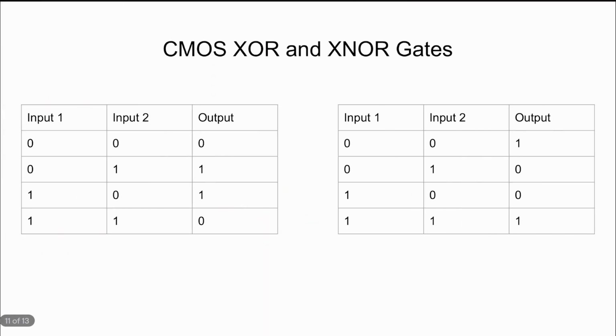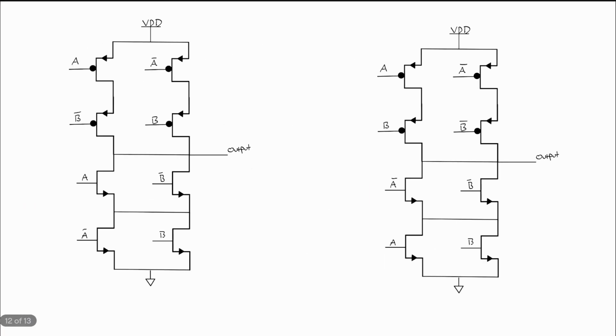Lastly, we'll be looking at some more complex CMOS logic gates, that being the XOR and the XNOR. On the left-hand side of the screen, you'll see the XOR truth table. And on the right-hand side, you will see the XNOR truth table. They're just inverse of each other. The logic behind a XOR gate, at least with 2 inputs, is the output is only 1 if the inputs are not equal. So as you can see, the output is 1 for 0, 1 and 1, 0.